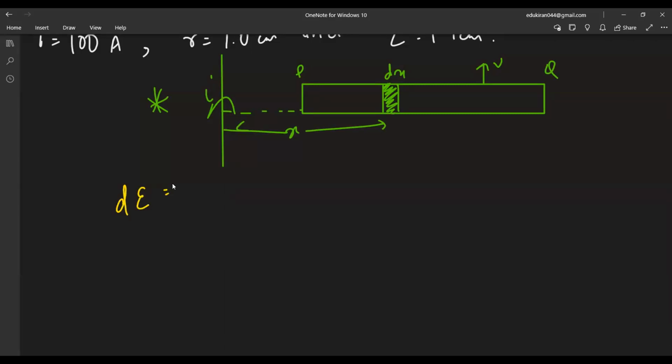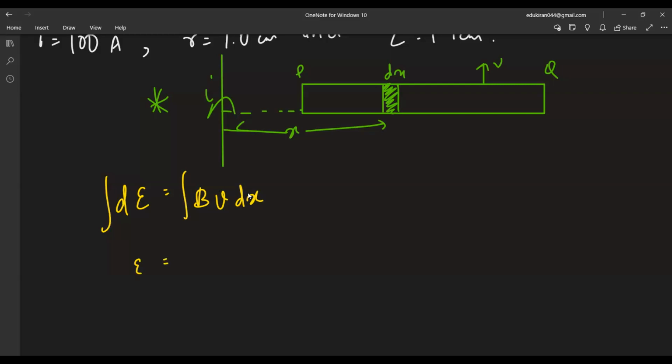See, dE is equal to basically BLV, right? So instead of L, I'll be writing dx because I have to take a very small length. Just a second, class. So dE is equal to BV dx. Now, when we integrate this, this will give you EMF.